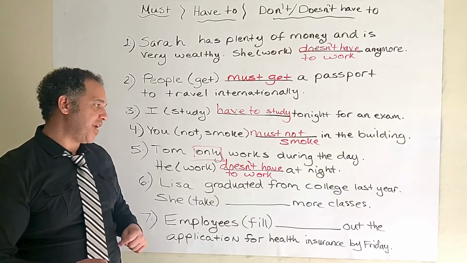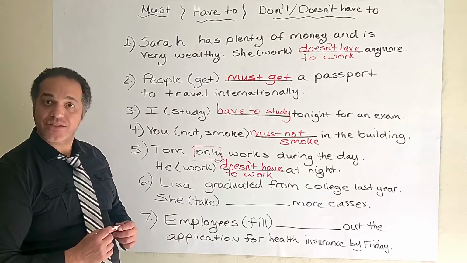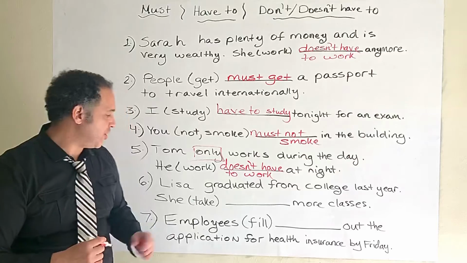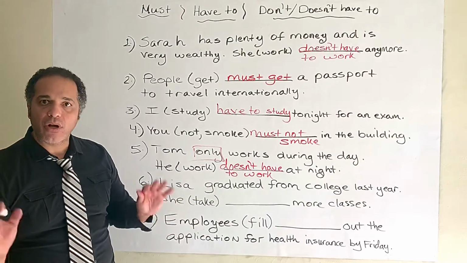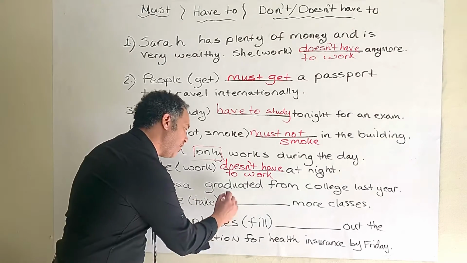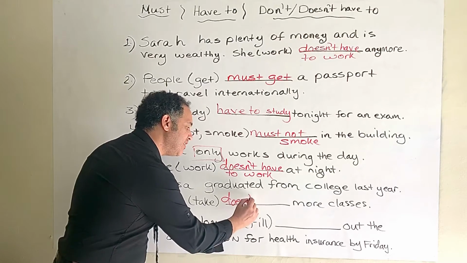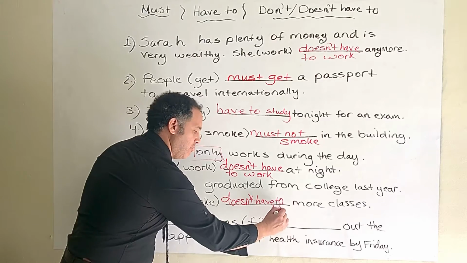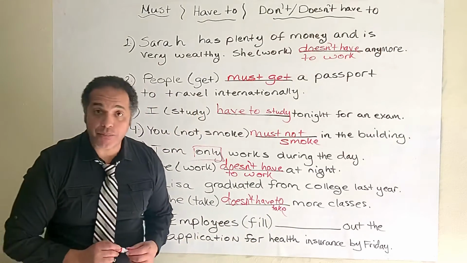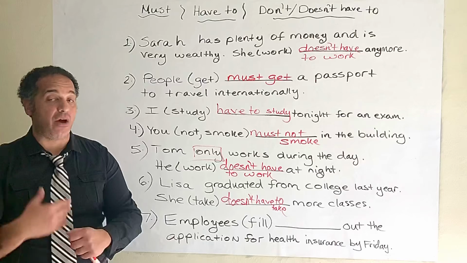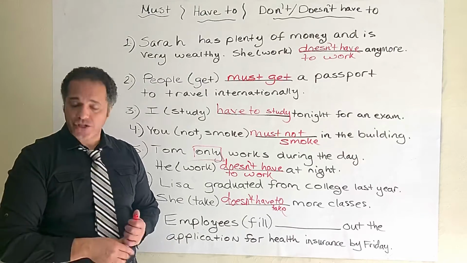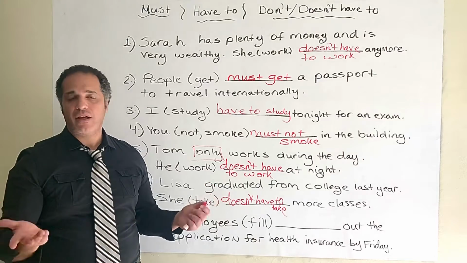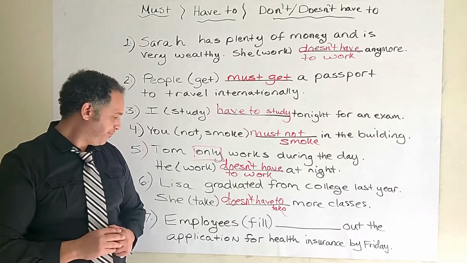Lisa graduated from college last year. She blank more classes. Again, same thing. She doesn't have to take more classes. It is up to her. She finished college. Now, do people continue their education? Sure, they do. But it's optional at that point. Once you have graduated, then it's really going to be up to you.